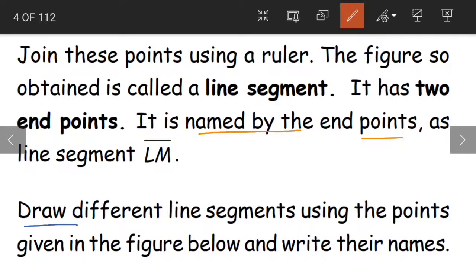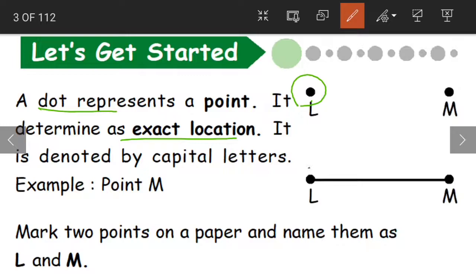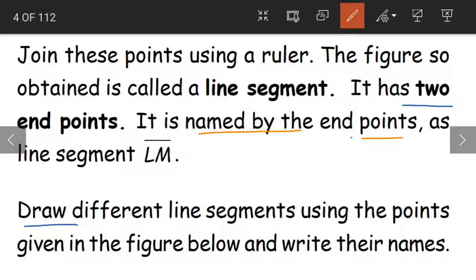This is all about line segment. What is a line segment? It has two endpoints. And how do we write the name of the line segment, children? It is named by the endpoints, and for line segments we have to draw this line compulsorily to denote that we are writing the name of a line segment. It is not just LM, it is line segment LM.